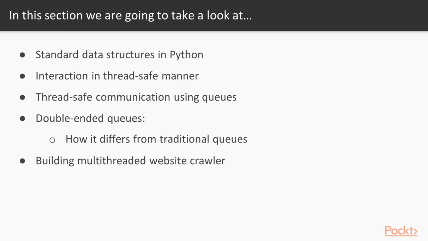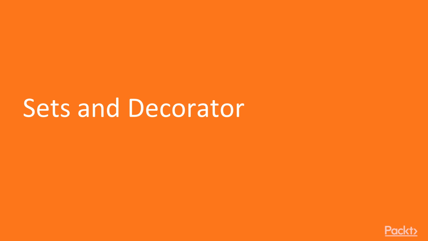Post that, we will discover double-ended queues and how they differ from traditional queues. Lastly, how we can utilize all of these new concepts and build our own multi-threaded website crawler. Let us begin with the first video of the section.